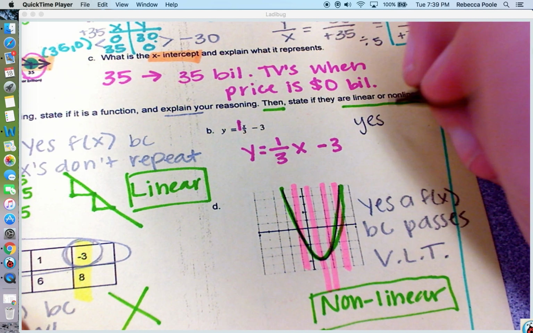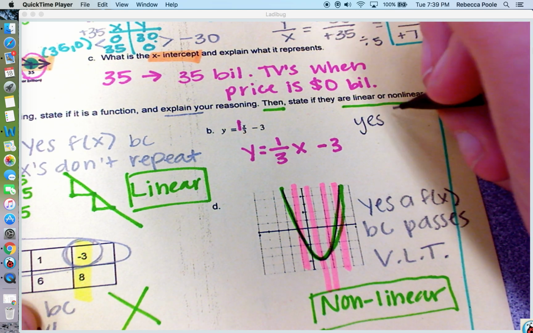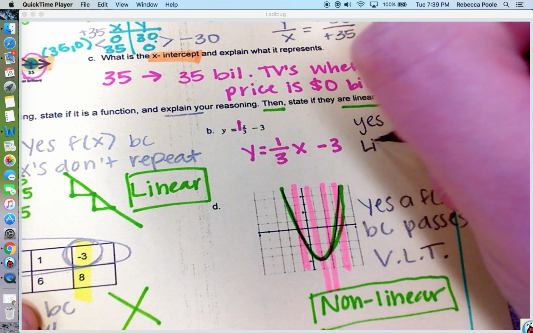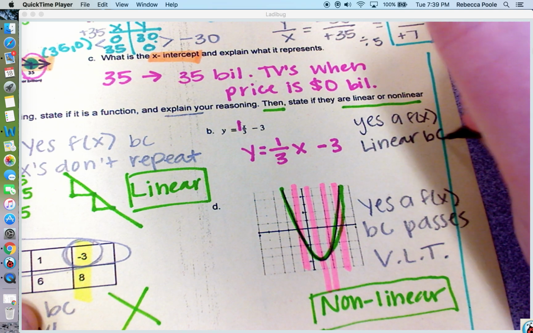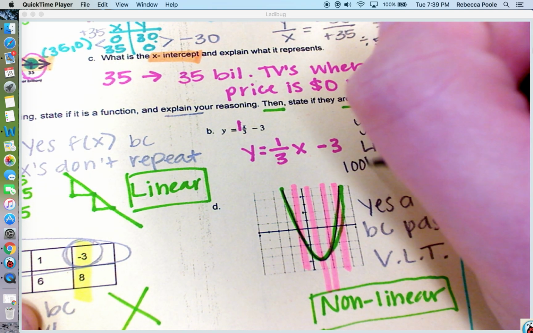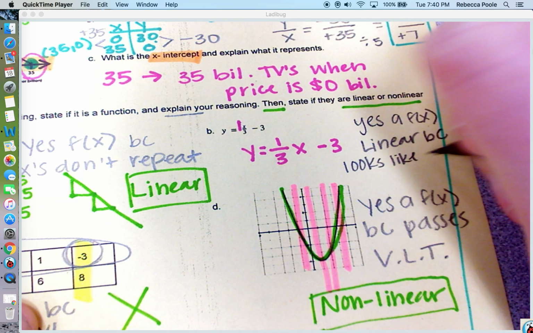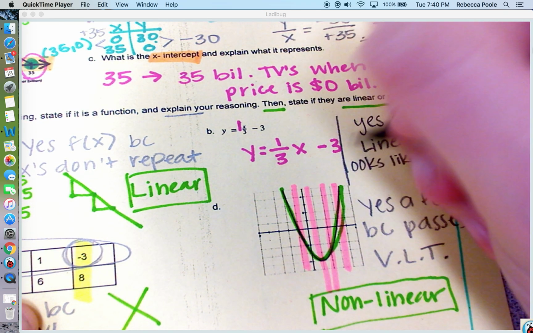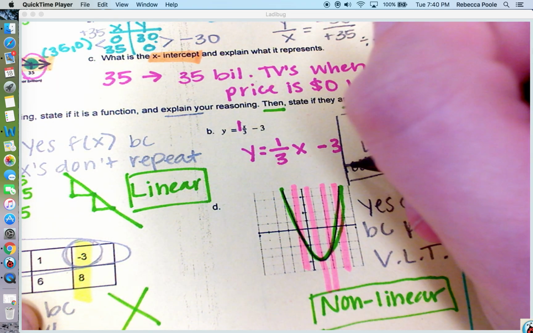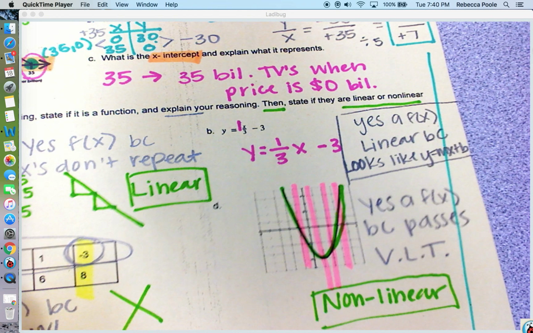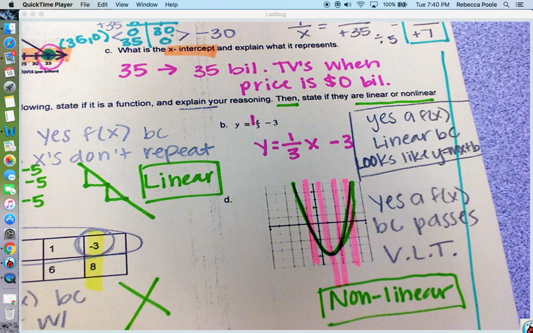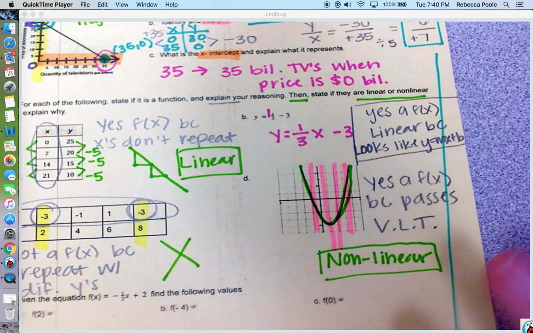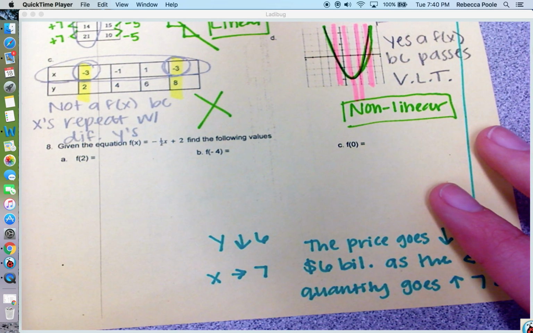Yes. So yes, a function, and it is linear because it looks like y equals mx plus b. Okay? So again, if you have questions on that part, come to tutoring, text me, all that jazz.